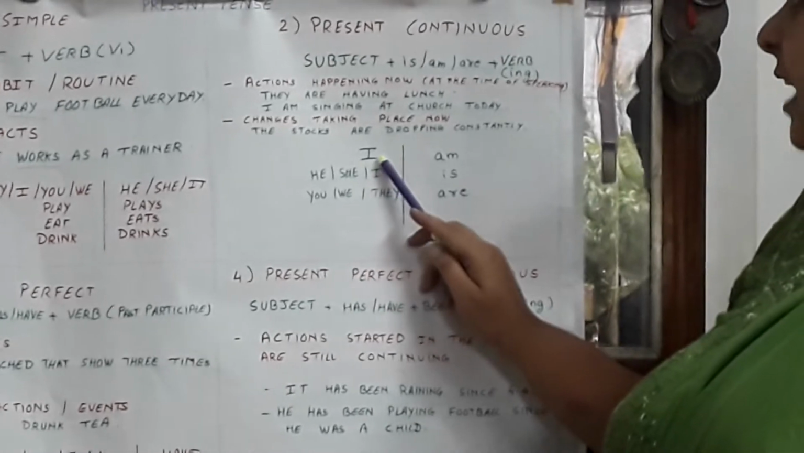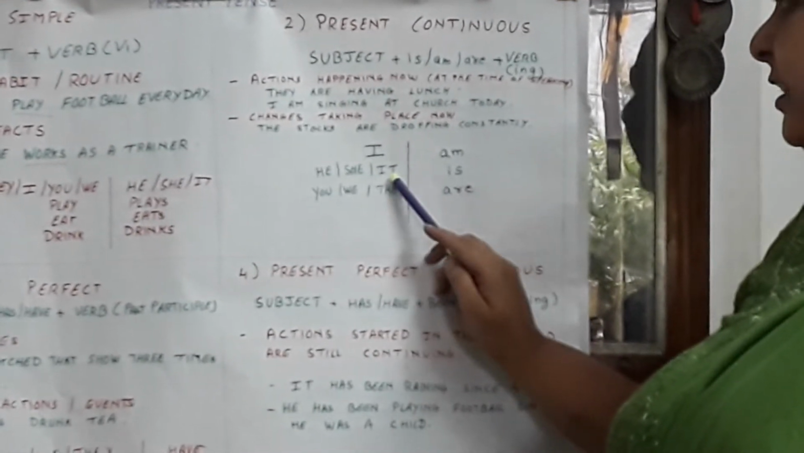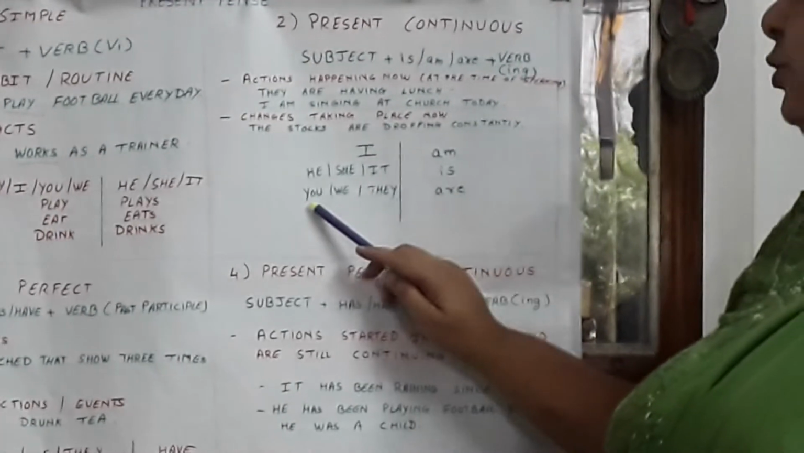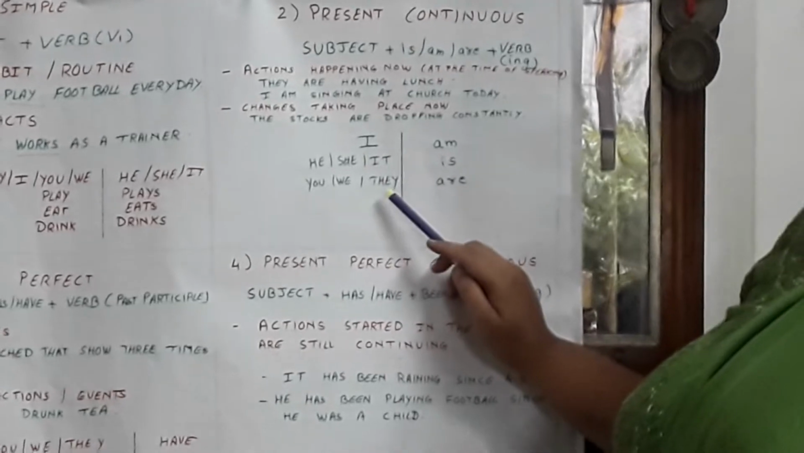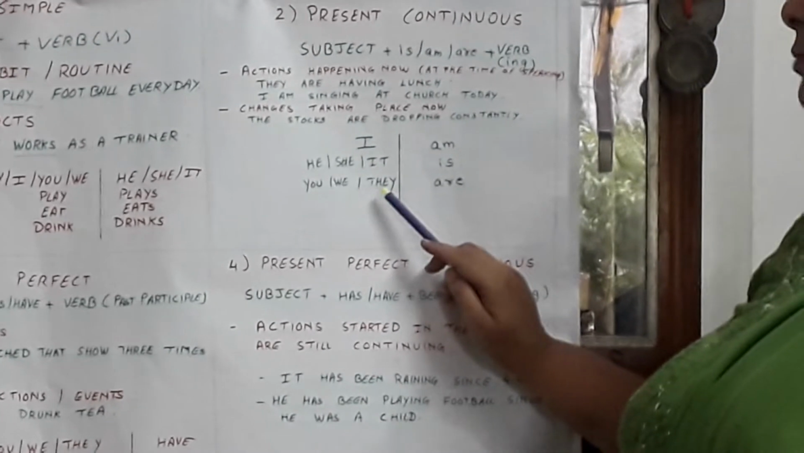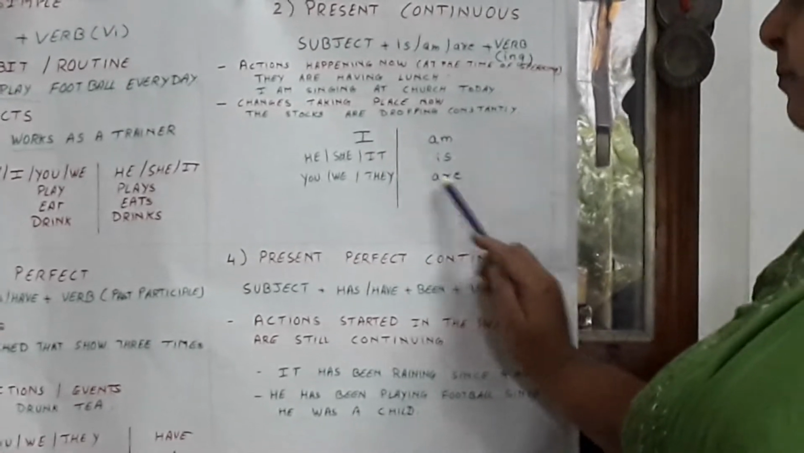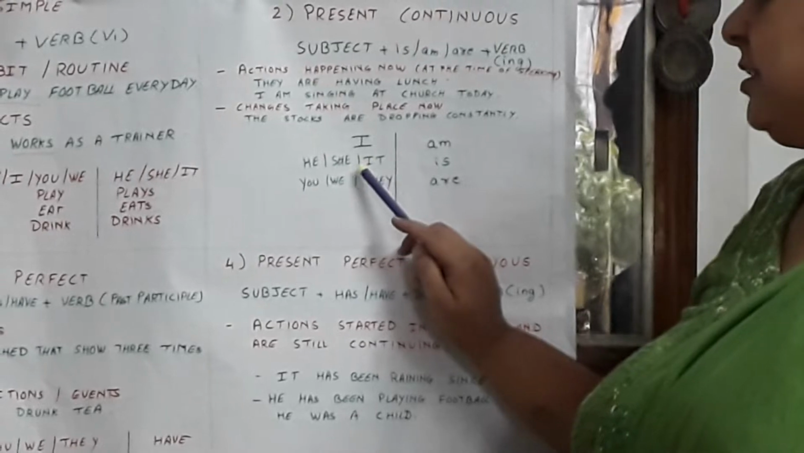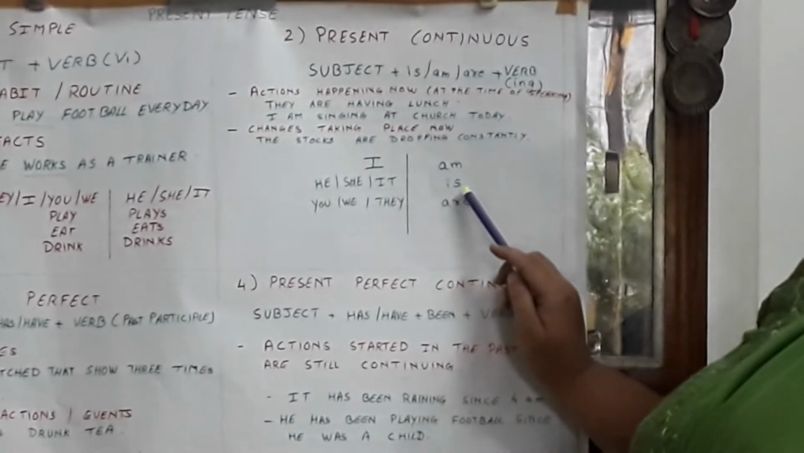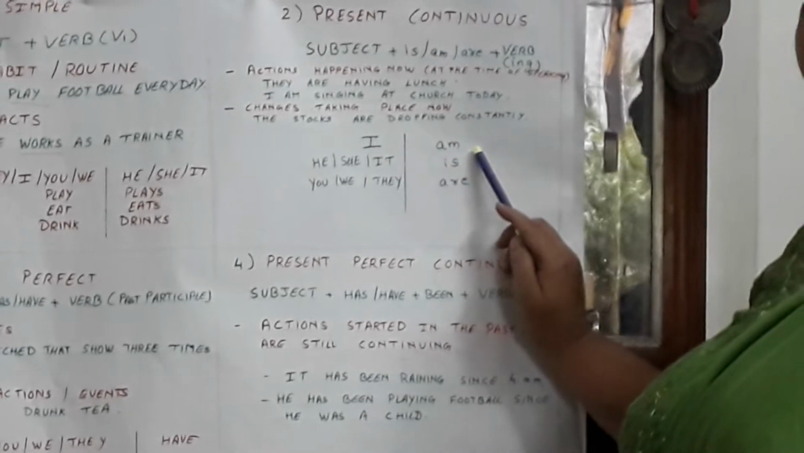Again, with I we use am, with he, she and it we use is, and with you, we and they we use are. You, we, they are all plural subjects, so with plural subjects we have to use the plural verb are. He, she, it are all singular subjects, and with singular subjects we are going to use the verb is. And I being the first person, we have to use am with it.